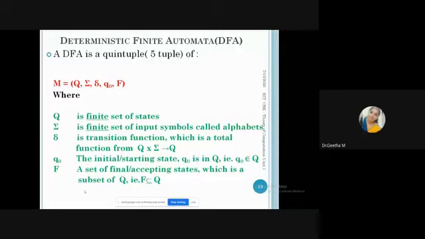So DFA is a quintuple M equal to Q, sigma, del, Q naught, F, where Q is a finite set of states, sigma is a finite set of symbols, del is a function in the form of Q cross sigma, which tends to Q, Q naught is the initial state, and F is the set of accepting states. So likewise, you have to define your finite automata.